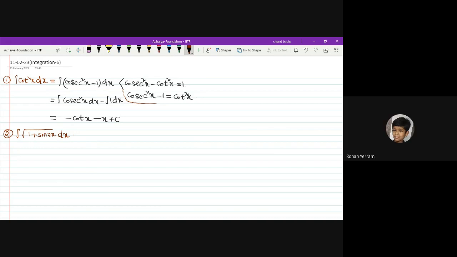Sir, can I say? Yes, please. Sir, we can use root x differentiation or something like that. No, we don't have any square root of x formula. We can have 1 by root x, but I don't have any formula for just root x.